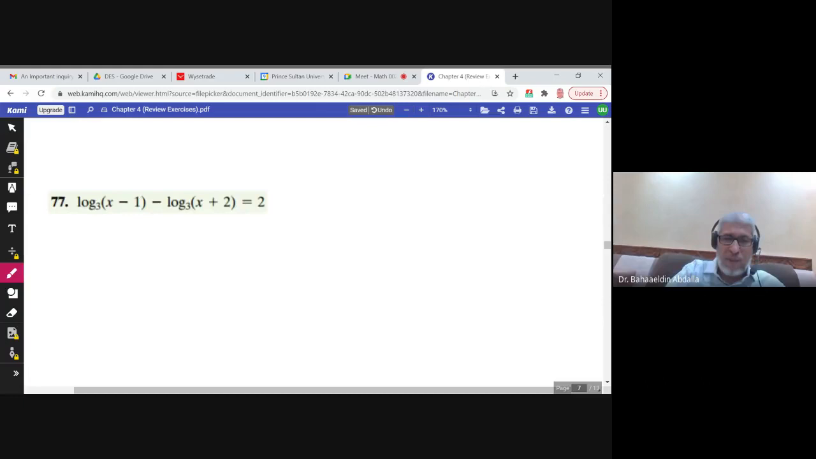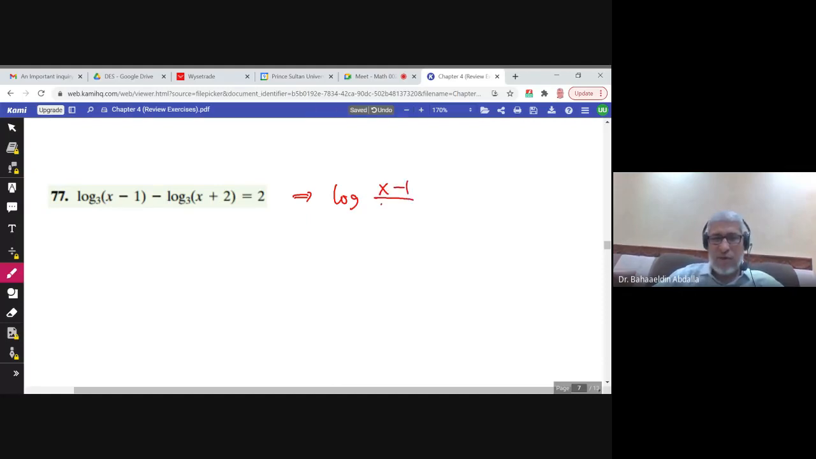That's the answer. The last, before the last question, this one, I have two logs. So I have to make them one logarithm. How? I change the negative into division. So I will have log of x minus 1 over x plus 2 to the base 3 equals 2. And now I change this to the exponential form. So I will have x minus 1 over x plus 2 equals 3 to the power 2. And 3 to the power 2 is 9. Now cross multiplication, I will have x minus 1 equals 9x plus 18.